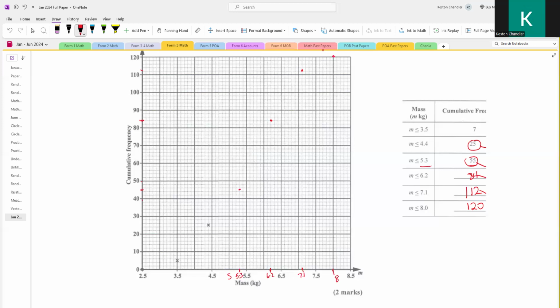And then we draw a nice smooth line connecting all the points. That's the cumulative frequency curve. The more thumbs up if everybody understands that.